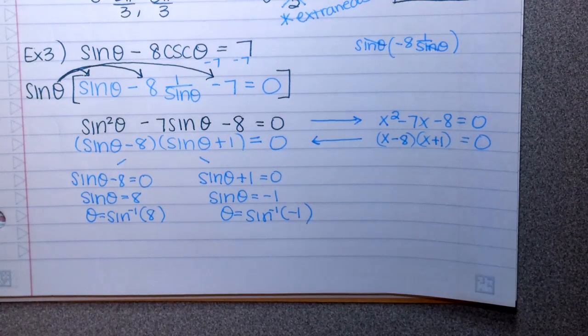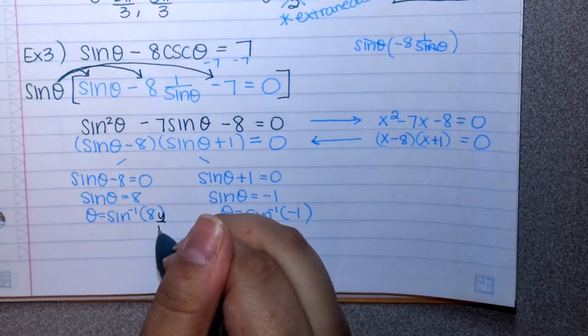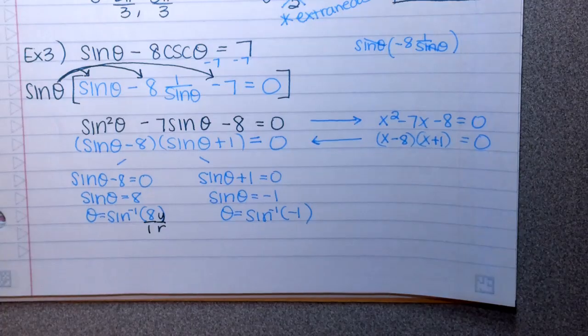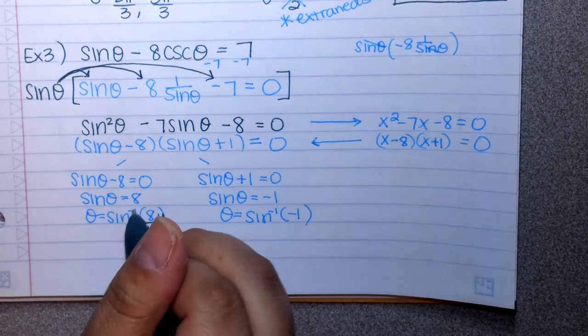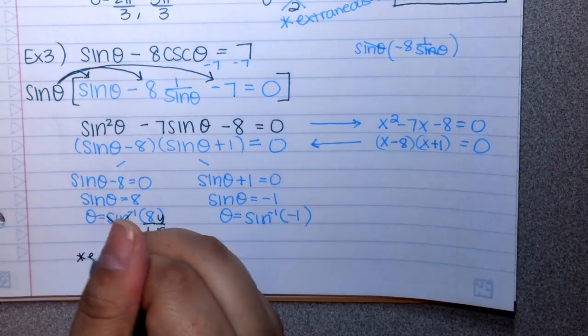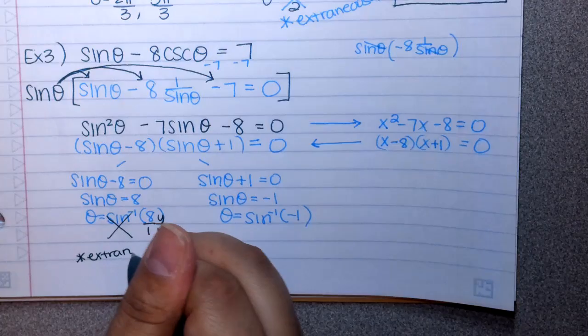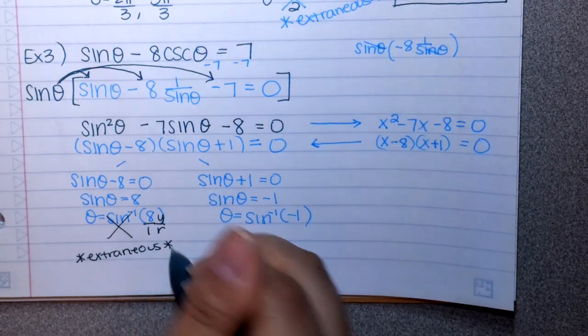What is the inverse sine of 8? Is it on our unit circle? Nope. Why do you think it doesn't exist? Isn't sine y over r, 8 over 1? Is that possible? Why not? Your y cannot be bigger than your r. This is extraneous.